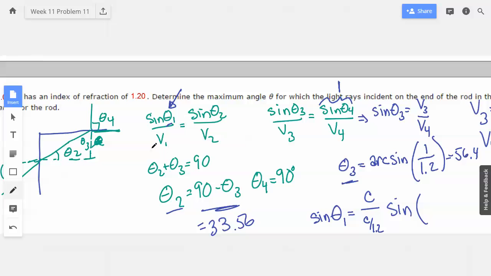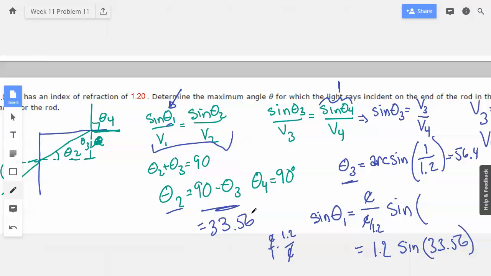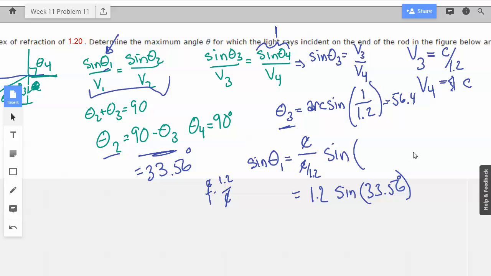So now we're going back to this equation again. These cancel, so we have c over 1 divided by c over 1.2. When you divide by fractions, you multiply by the reciprocal, so we actually have 1.2 sine of 33.56. And that's where 33.56 degrees is theta 2. Okay, follow me? Excellent.